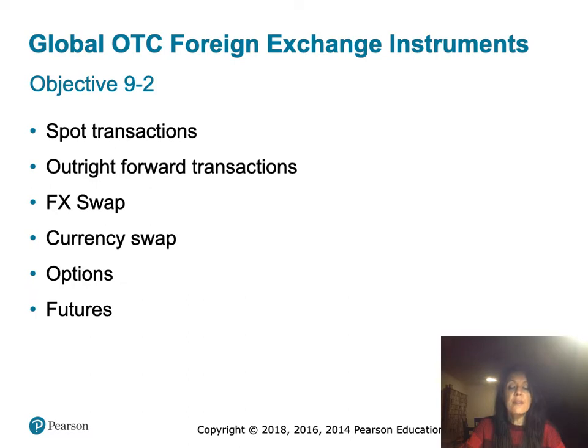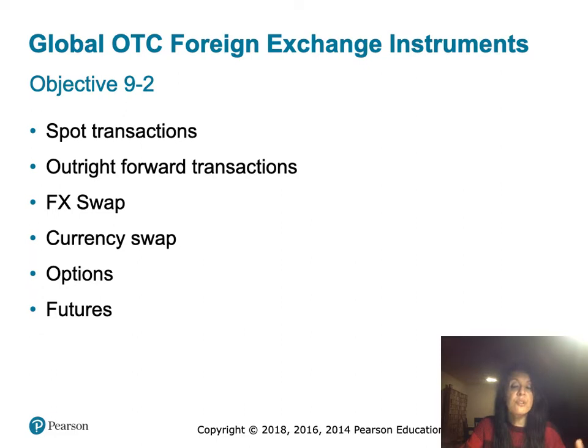So if you look at the outright forward transactions, they involve the exchange of currency on a future date beyond 2 business days. So this is not like an immediate delivery or a short delivery in 2 business days. This is a delivery on a future date beyond 2 business days. It is a single purchase or sale of a currency for future delivery.